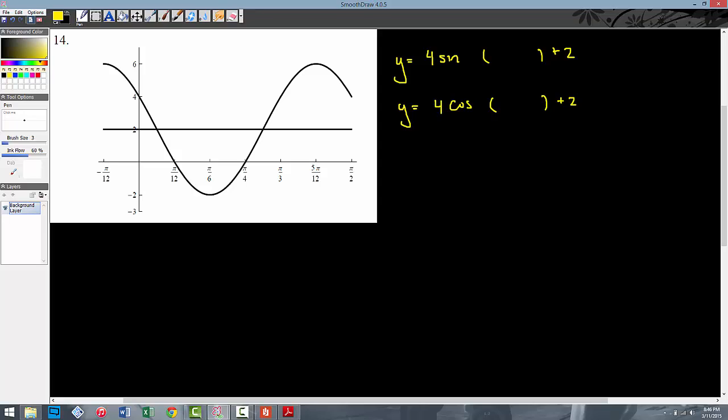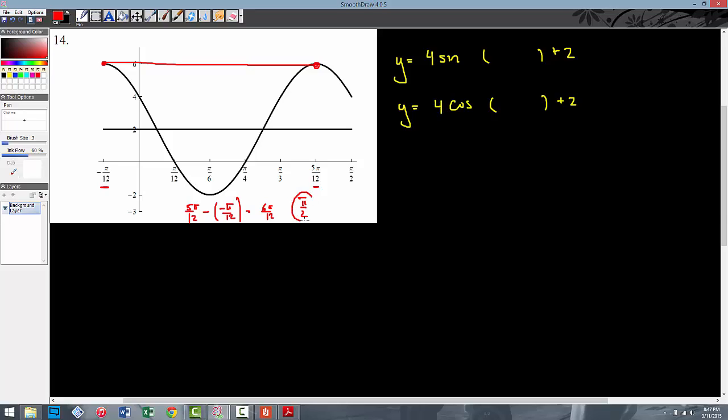So from here, we can try and find the period. Now the period, remember, is identified as from one peak all the way to the other peak. So we have to figure out what distance that is. Well, the distance is 5 pi over 12 all the way to -pi over 12. So if I find the distance between the two, it would be 5 pi over 12 minus -pi over 12, which is 6 pi over 12, which is really pi over 2.